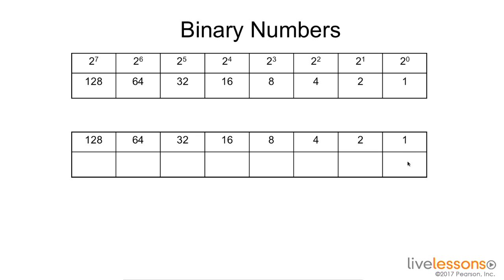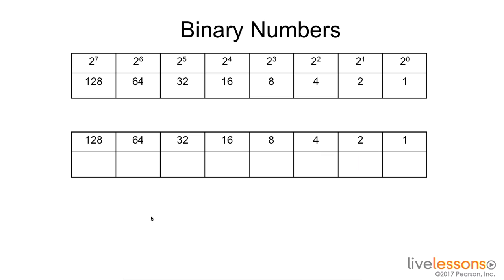For instance, if I put a 0 here, 1 here, 1 here, 0 here, and 0 in all the remaining spots, what number do you think I have? Well, I add the 4 and a 2, and that equals 6.